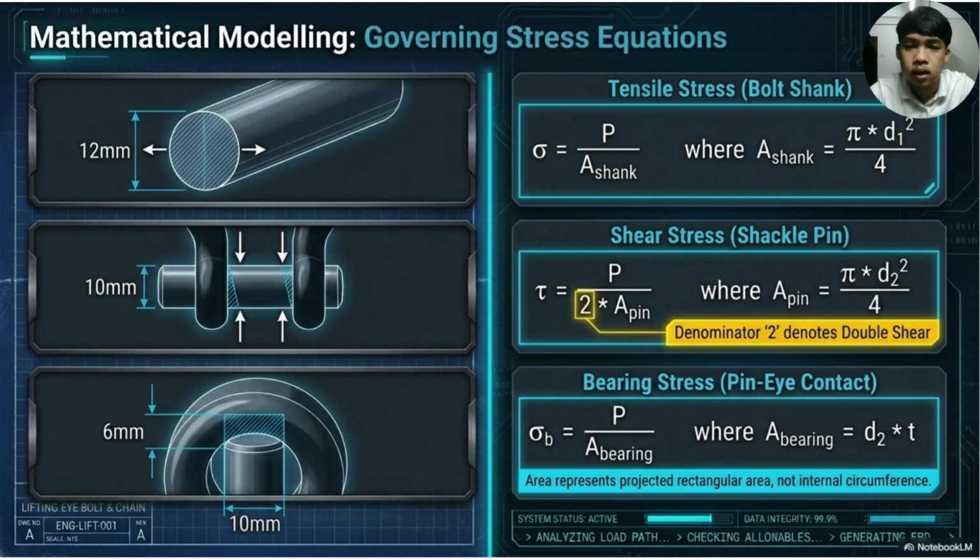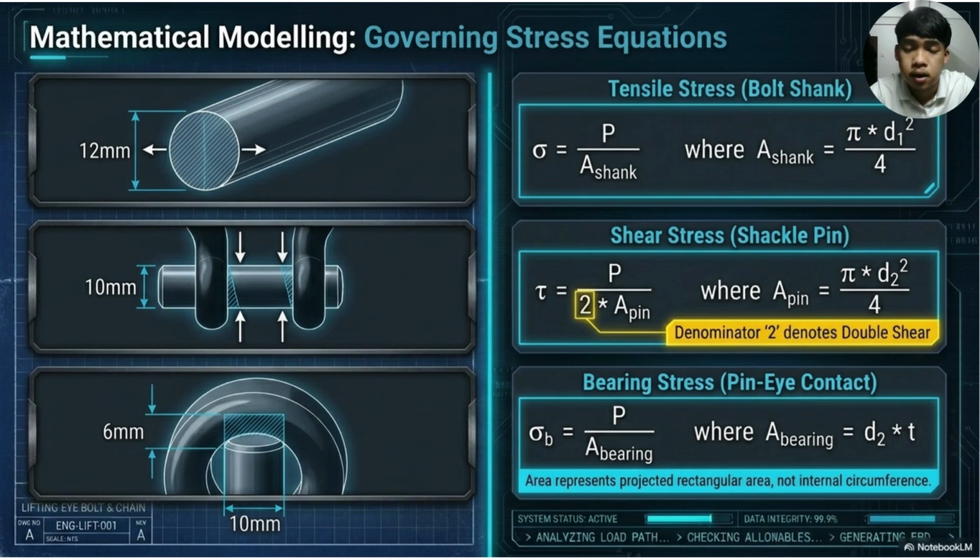Next, let's look at the math. To make sure this lifting assembly holds up, we evaluate three key types of stress: tensile, shear, and bearing. First, we have tensile stress pulling on the bolt shank. As you can see in the top diagram, that shank has 12 diameter. We use the standard stress formula here, sigma equals P over A shank, where P is our load and A is the cross-sectional area. That area is just calculated using the standard circle formula, pi times d1 squared over 4, based on our 12 dimension.